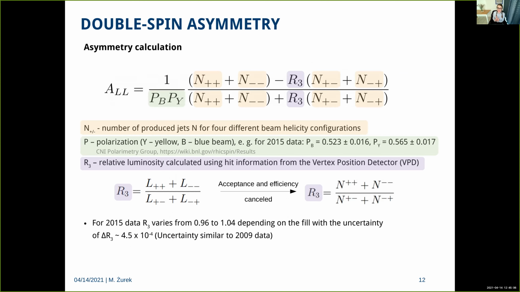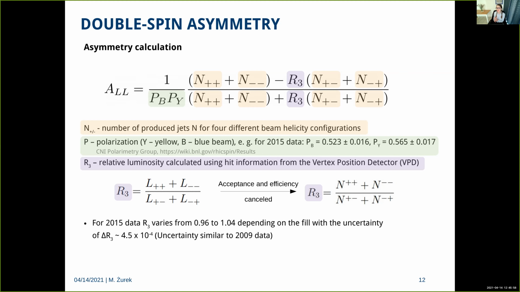Reconstructed jets are counted for all four different beam helicity configurations. This is the N used to calculate ALL. The factor here describes our polarization, the polarization of the two beams, which was measured by the RHIC polarimetry group. For example, in 2015, the polarization was of the order of 52.3% with 1.6% uncertainty, or 56.5% with 1.7% uncertainty. This was measured with the carbon target polarimeter normalized with the jet target polarimeter.